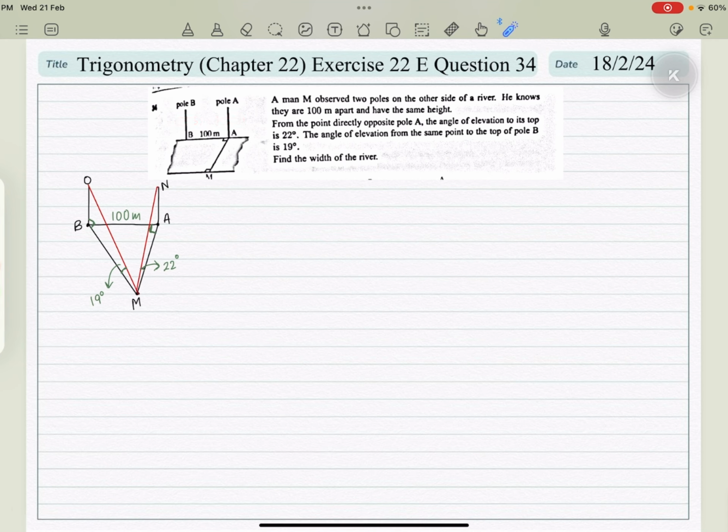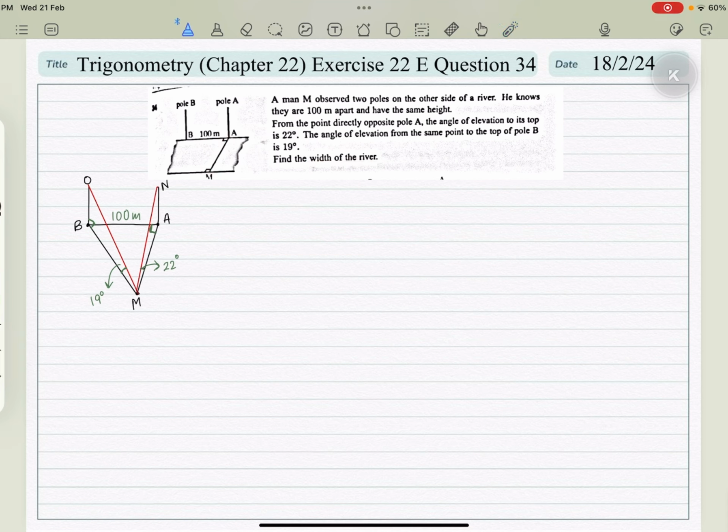From the point directly opposite to point A, the angle of elevation to the top of the tower is 22 degrees, and the angle of elevation from the same point to the top of the pole B is 19 degrees. Find the width of the river.